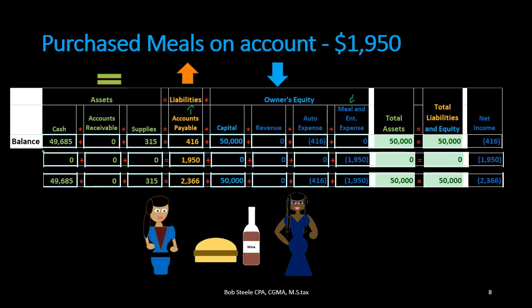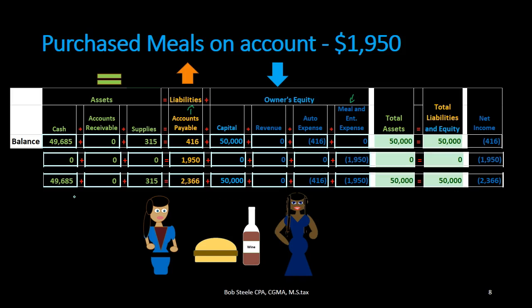We're then going to bring down the balance. So here is the balance. We had $49,685 plus 0 keeps us at $49,685. We had 0 receivables and we end with 0 in the receivables. Supplies $315 plus 0, $315 is what we end at there. $416 accounts payable plus $1,950 gives us $2,366. We had capital $50,000 plus 0 keeps us at $50,000. We have auto expense $416 plus 0 gives us $416, decrease in equity, and meals and entertainment 0 plus or minus the $1,950 keeps us at the $1,950.